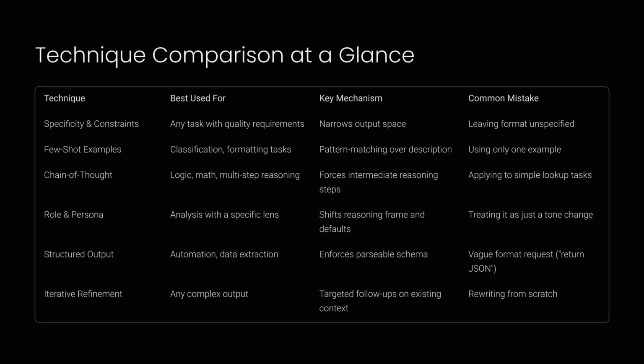This table provides a snapshot of our core techniques, from specificity and constraints to few-shot examples, chain of thought, persona assignment, structured data extraction, and iterative refinement. Each method serves a distinct purpose and solves a specific common failure point in model output.